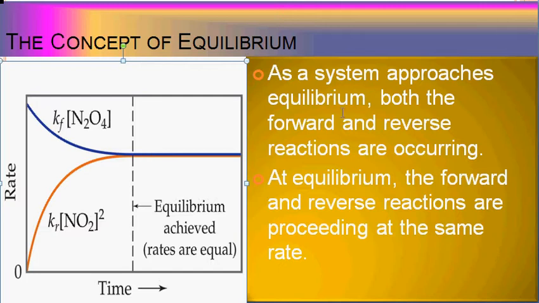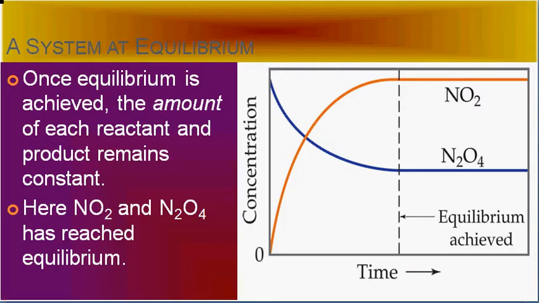Let's see the next topic now. This next topic is a system at equilibrium. Once equilibrium is achieved, the amount of each reactant and product remains constant. Here NO2 and N2O4 have reached equilibrium. As you can see in the graph, NO2 and N2O4 reach equilibrium.